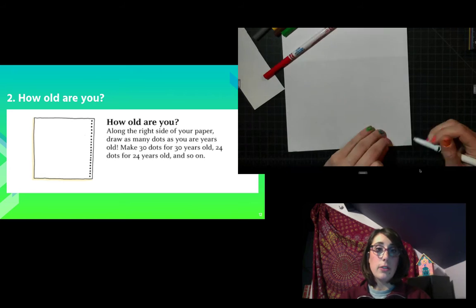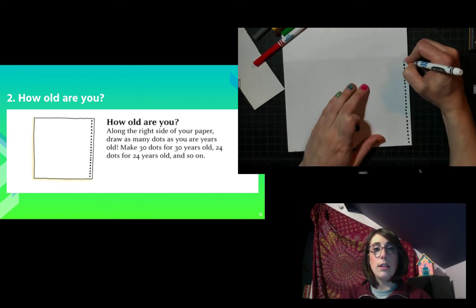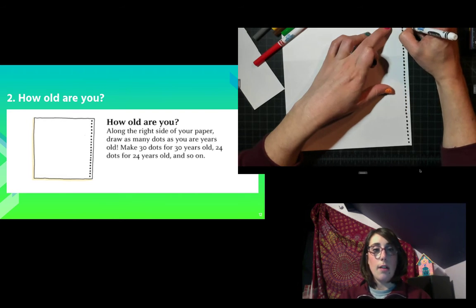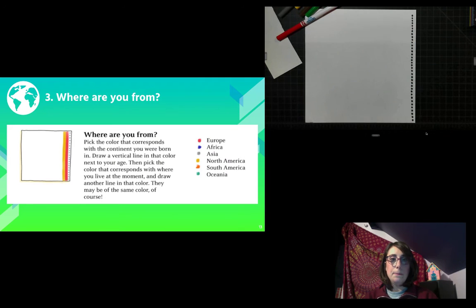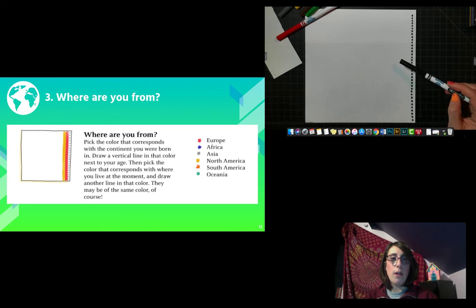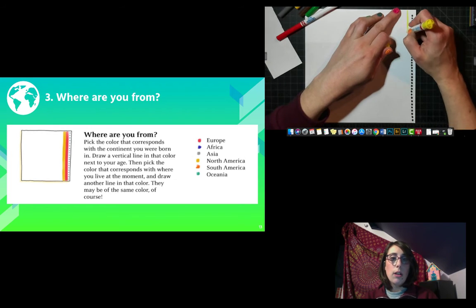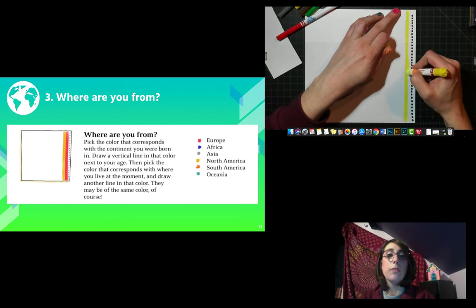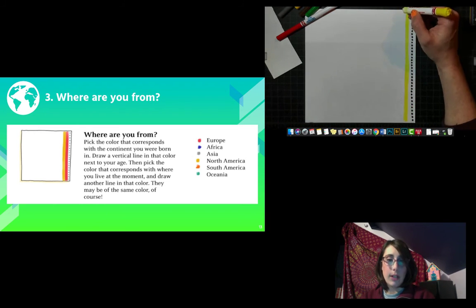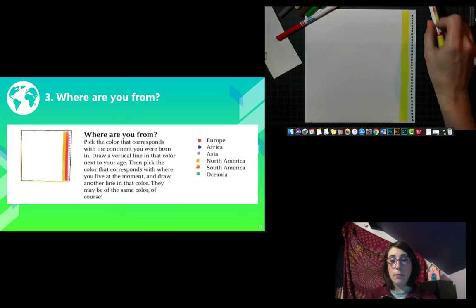So first we're going to answer, how old are we? So you're going to draw little dots up the side of the paper for however many years old you are. So most of you are going to be 15, 16, 17. And then where are you from? So you're going to pick the color of the continent that corresponds to where you were born. And you're going to draw a vertical line next to your age, and then pick the color that corresponds with where you currently live right now. So for some of you that might be the same. Born in New Jersey, living in New Jersey, both my lines would be yellow.